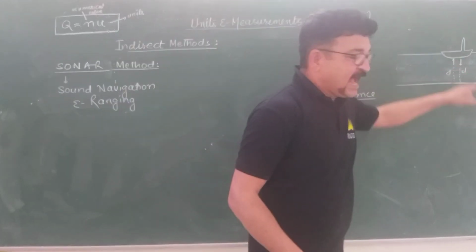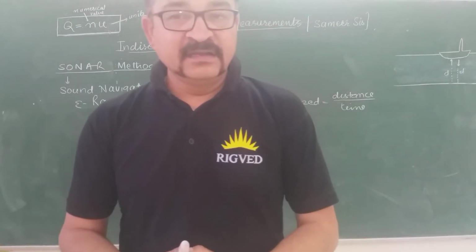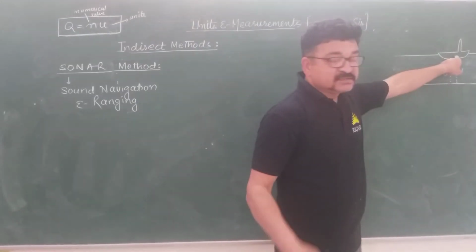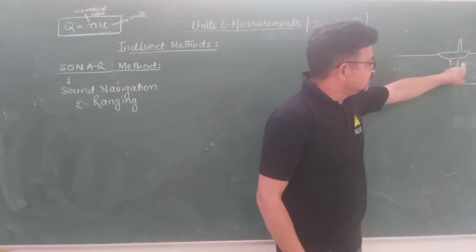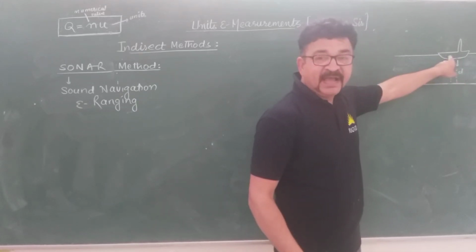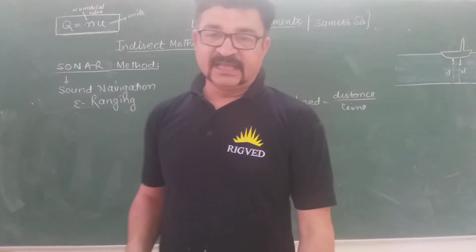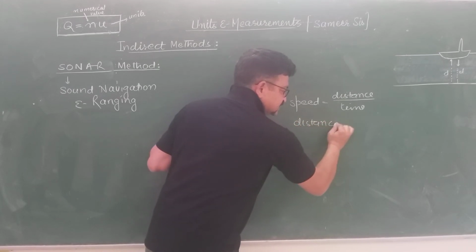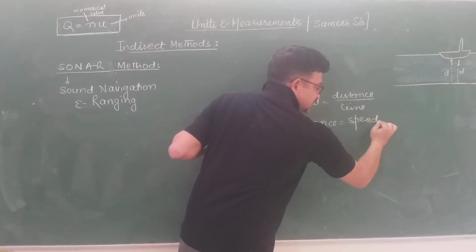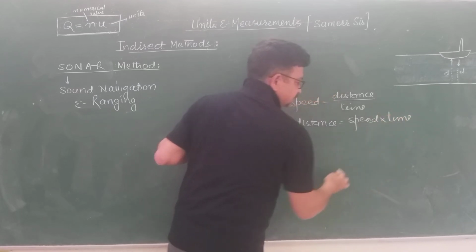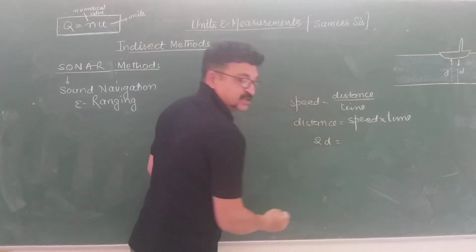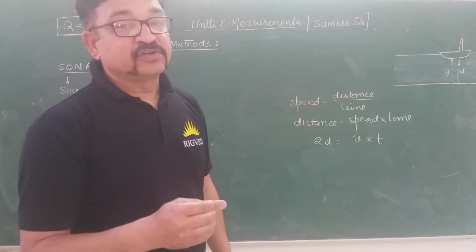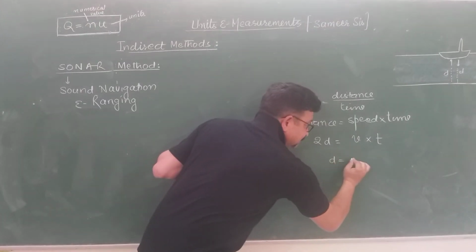With the help of a very accurate clock, we can measure the time lag between the signal that is given by this ship to the sea bed and then back to the ship. We can easily find out that time also. So if you want to calculate the distance once again, it is the same: speed multiplied by time, the distance covered is again twice d. And the speed is the speed of sound in water.